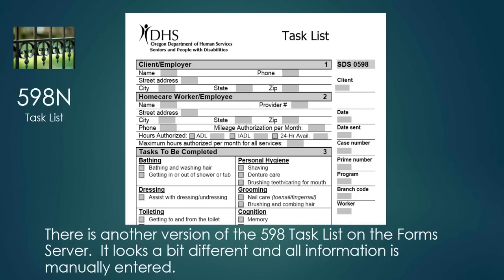If you go to the form server for a task list, it's going to look a little bit different. The form server task list looks like this slide, and you would have to fill in all information. It doesn't autofill, and that's why I like to use the one from the Access case, because it's already filled in with the person's personal information. But you can get a task list from the form server.